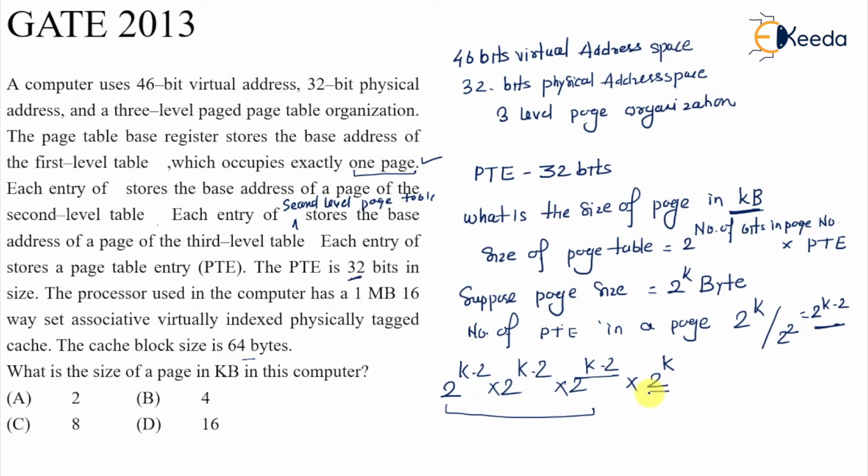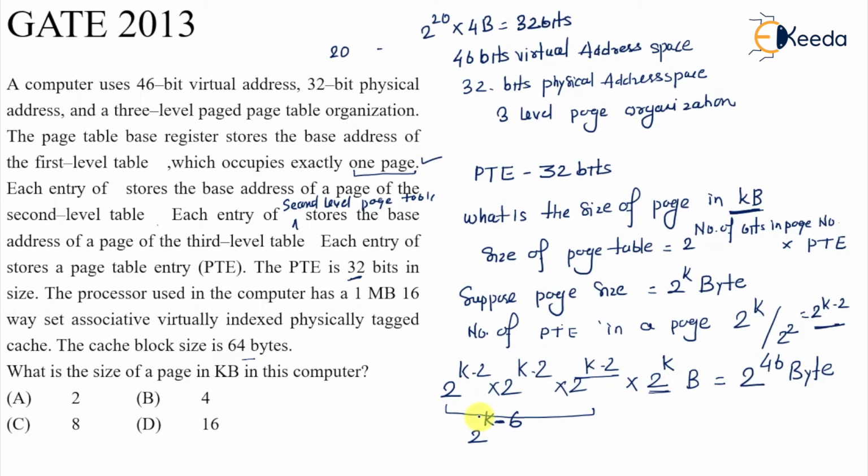This multiplied by the page size, 2 to the power k byte, should be equal to 2 to the power 46 byte. Now understand here why I'm saying this. Suppose 20 entries are there, so 2 to the power 20 into, let's say, page size 4 kilobyte, that will be equal to 32 bits. Okay, so that will always be true. So what will it become? It will become k minus 6.